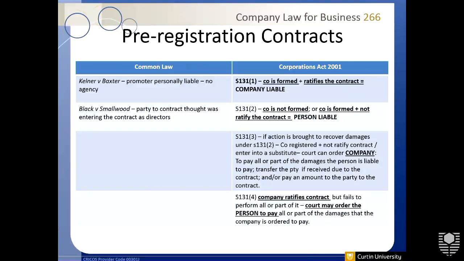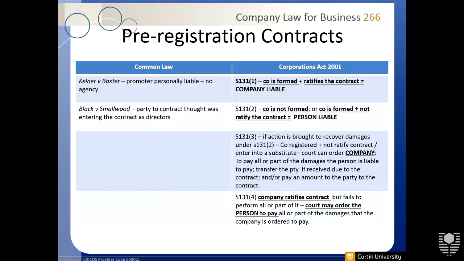Now, when we look at pre-registration contract, we know under the common law, if you look at Kellner and Baxter, they found the promoter personally liable, and in Black and Smallwood, because the party to the contract did not think that they were signing it as being personally liable, they were not found liable. So there was uncertainty under the common law. To overcome this uncertainty, Section 131 of the Corporations Act was introduced.